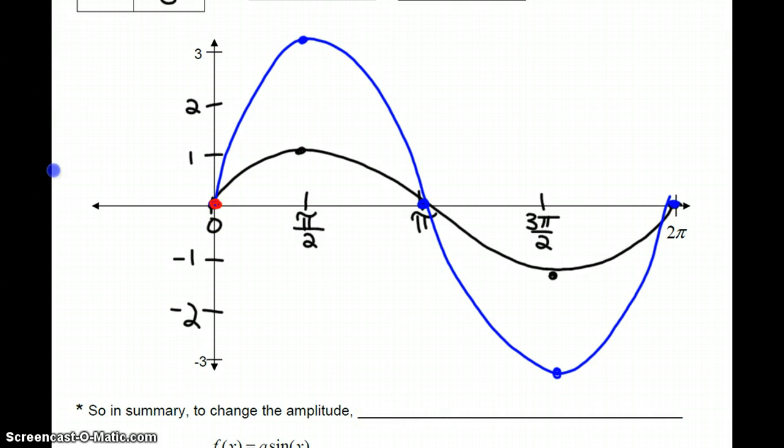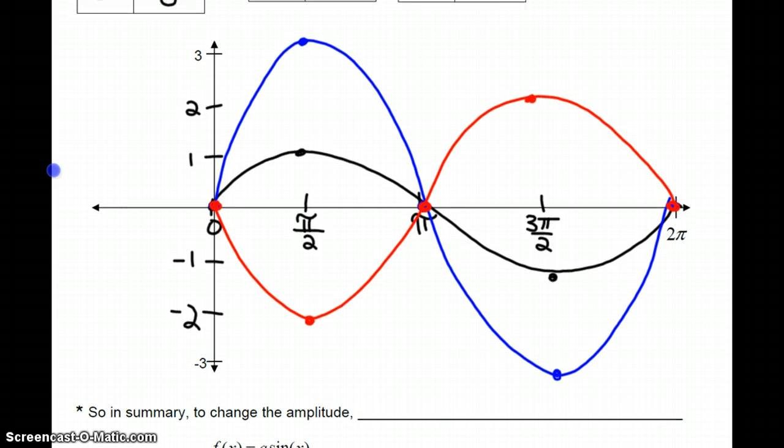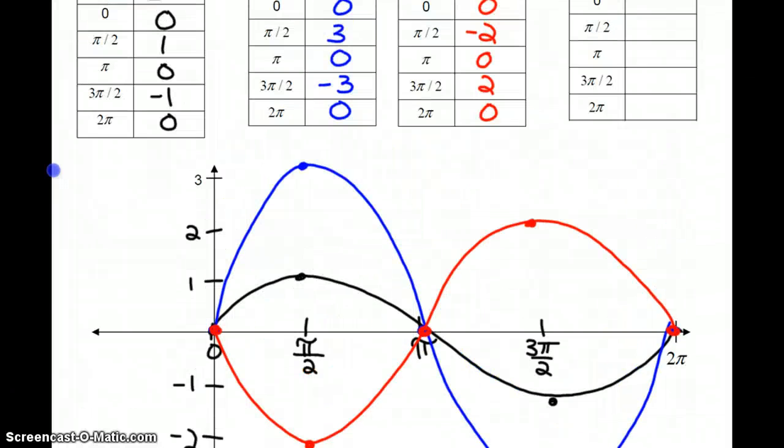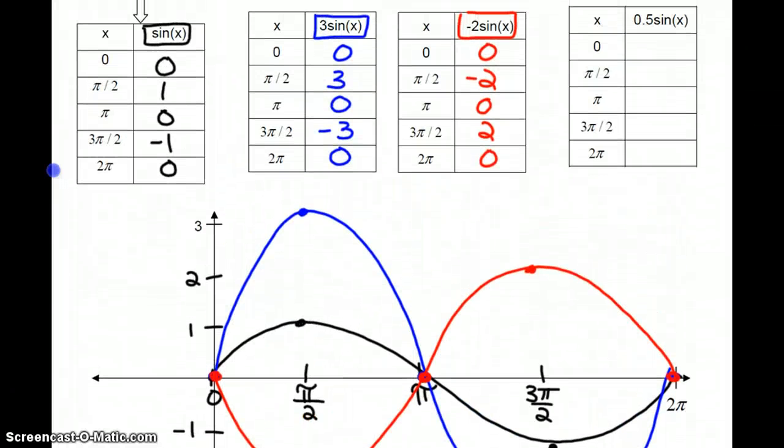Starting at 0, 0. Pi over 2, we're down at negative 2. Pi is back at 0. 3 pi over 2, we're at a positive 2. And 2 pi, we're back at 0. Go ahead and connect. And there's my next graph. Two things have changed. The amplitude is now 2, and it has switched direction. Instead of going up to the right, or up to my positive y values first, it's going down to the negative values. It has reflected across the x-axis. And lastly, we have 0.5 sine of x.